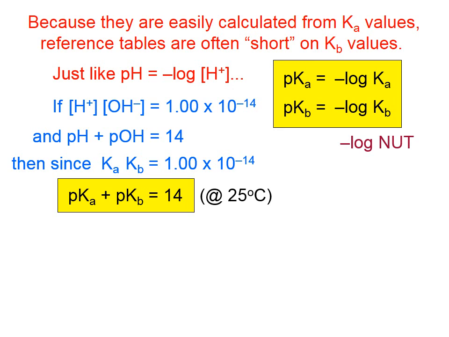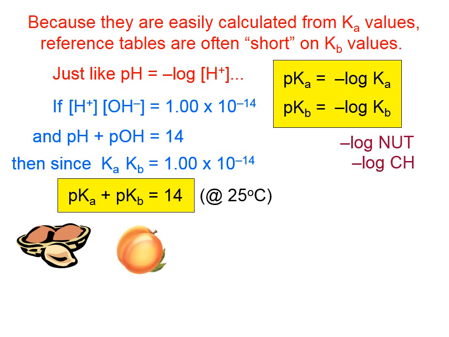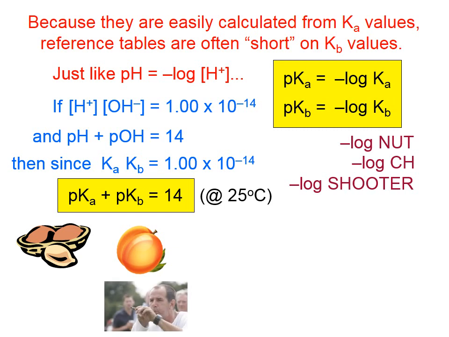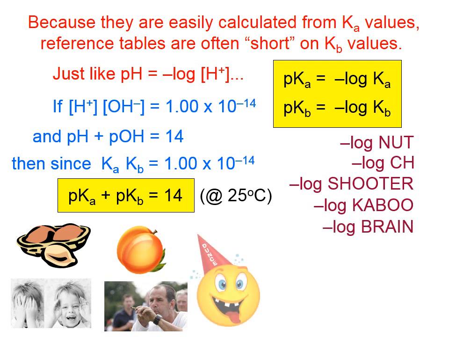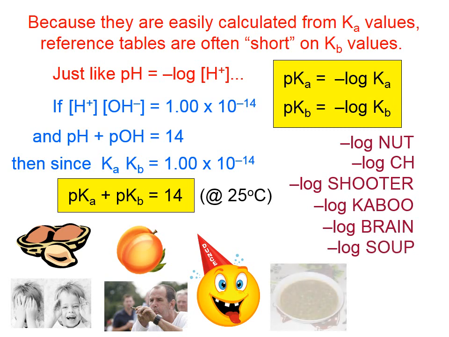The negative log of nut would be peanut. The negative log of ch would be peach. The negative log of shooter would be pea shooter. The negative log of kaboo would be pKaboo. The negative log of brain would be pea brain. The negative log of soup.